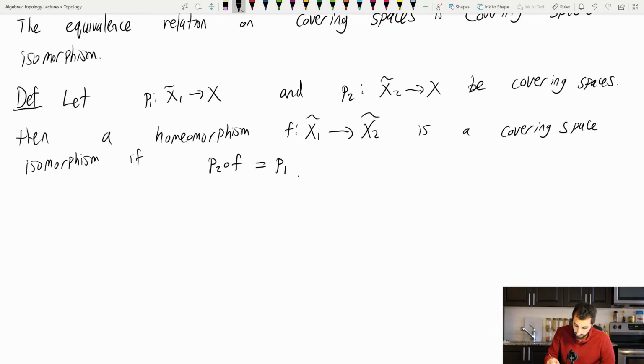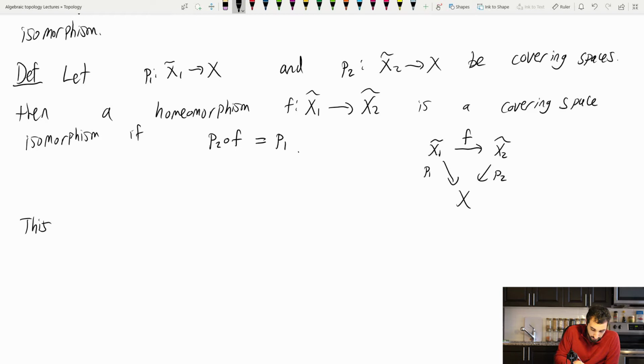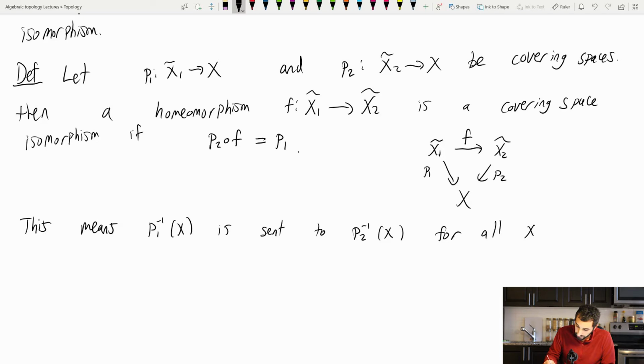Here's my space X. I have X1 twiddle covering, and I have X2 twiddle covering. This covers by P1, this covers by P2. And there's a map that just makes this diagram commute. If I come around this way and do P1, it's the same thing as coming around this way and doing P2 composed with F. So what does this mean in particular? Like, what's the picture? This means P1 inverse of x is sent to P2 inverse of x for all points x in X. I'll draw the picture here.